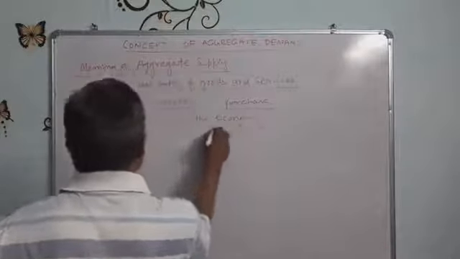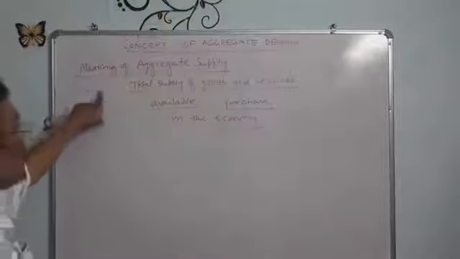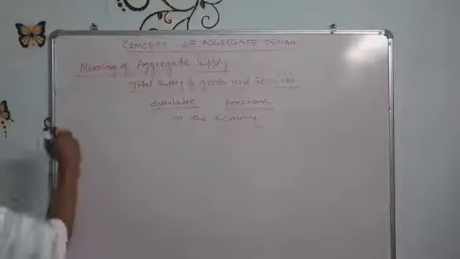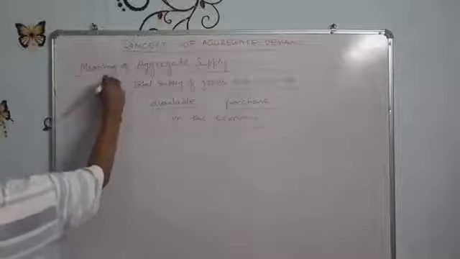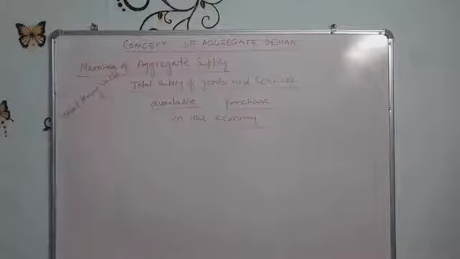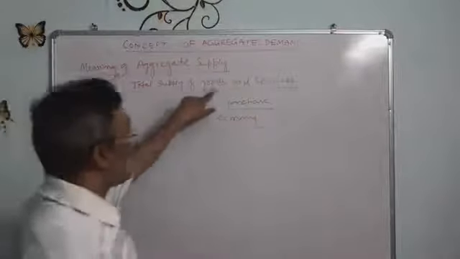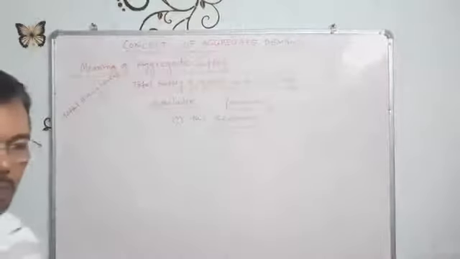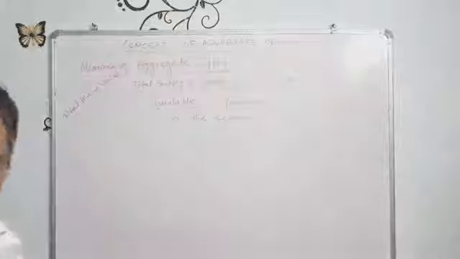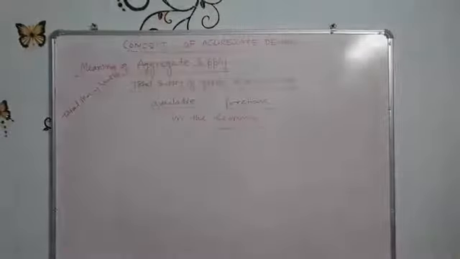There are three conditions. First, what is the meaning of aggregate supply? This is the total money value of what? The total supply of goods and services. The producer in an economy produces different types of goods and services. Those goods and services that are available in the market and can be purchased in an economy are known as the aggregate supply.